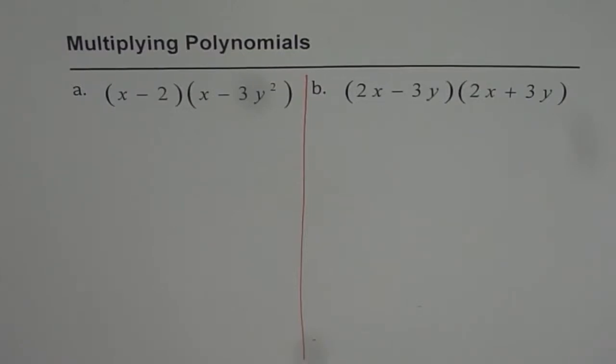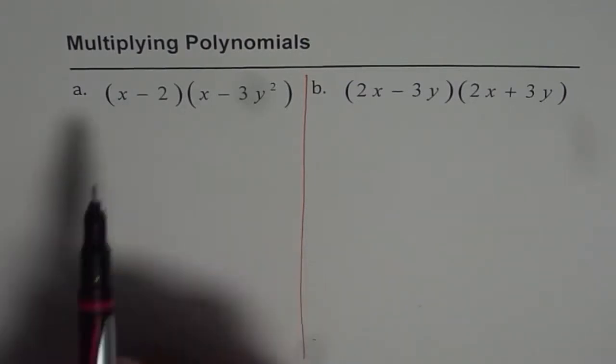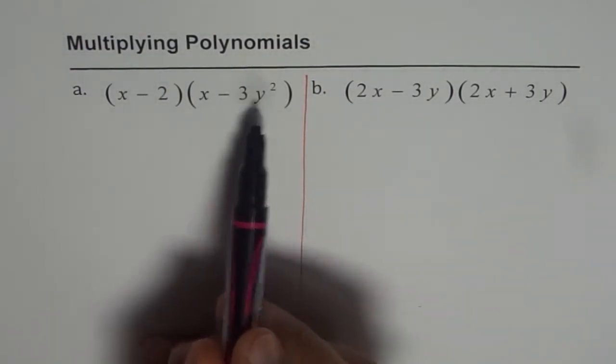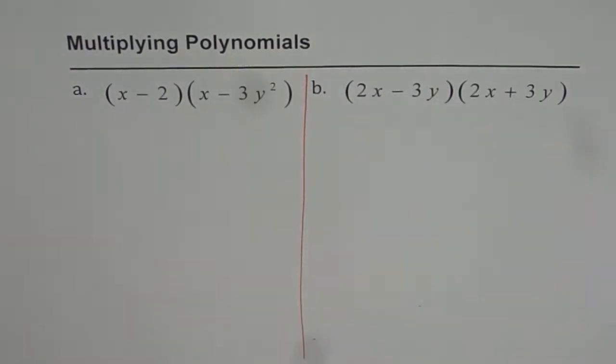Multiplying polynomials. Now here we have two examples and we are going to multiply two binomials, right? The first factor has two terms, so we call it a binomial, and this one also has two terms, a binomial. So after multiplying, how many terms do you expect? It should be 2 times 2, 4, okay?